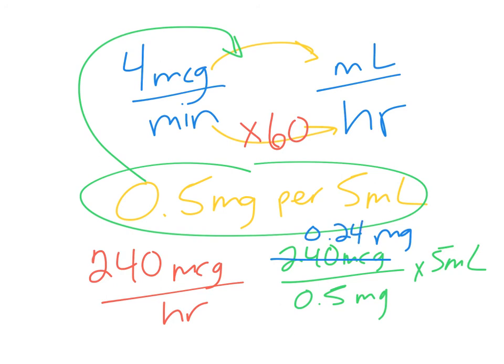So completing this, I'm going to take 0.24, divide that by 0.5, and then take that answer and multiply by 5, and I still get an answer of 2.4 milliliters per hour. So you still get the same answer. So just showing you guys that it didn't matter which one you do first, as long as you convert one to the other.